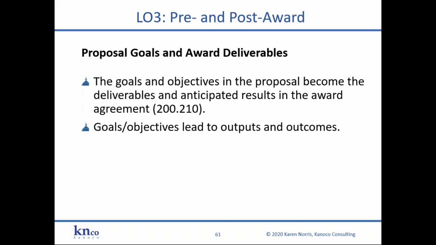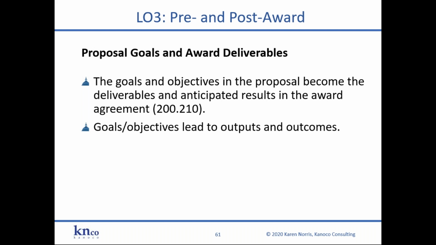Proposal goals and deliverables. In the award document, which is defined in the Uniform Guidance under provision number 200.210, the goals and objectives in the proposal become deliverables in anticipated outcomes in the award agreement. And the award agreements now must include deliverables or anticipated outcomes or anticipated results. And you would want to make sure that whatever objectives you promise in your proposal, you're going to be able to deliver on that promise.